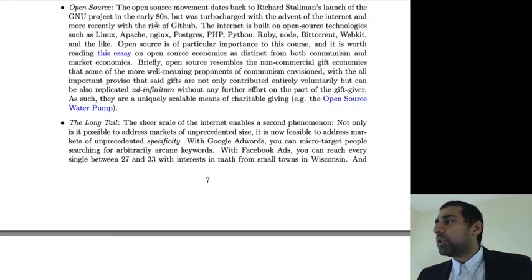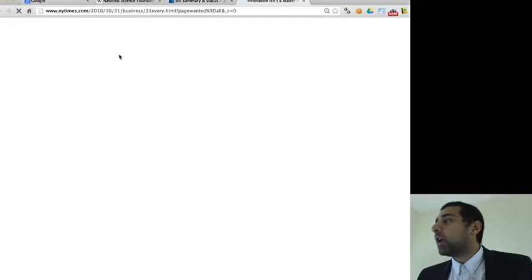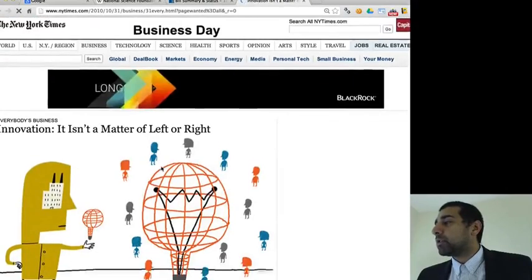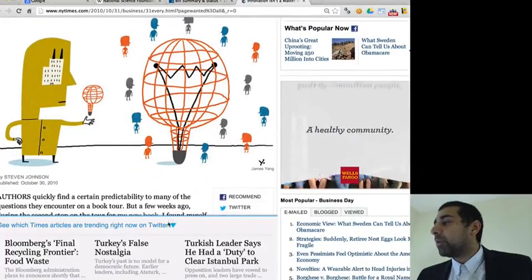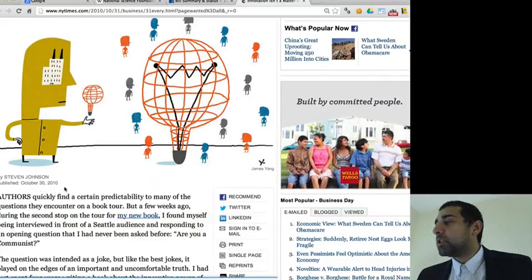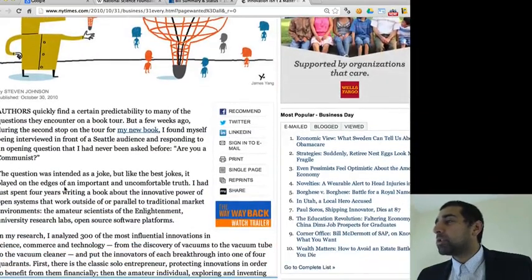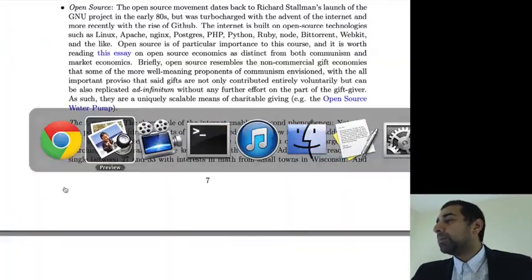Open source is another key feature. The thing about open source is that the modern internet is built on open source. This is a great essay on how open source economics are distinct from both communism and market economics, it's not a matter of left or right. It's really kind of orthogonal to these axes, by somebody named Stephen Johnson, who's a great author in the U.S. So it's worth taking a look at.